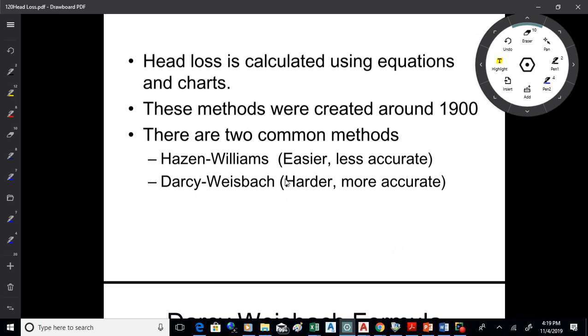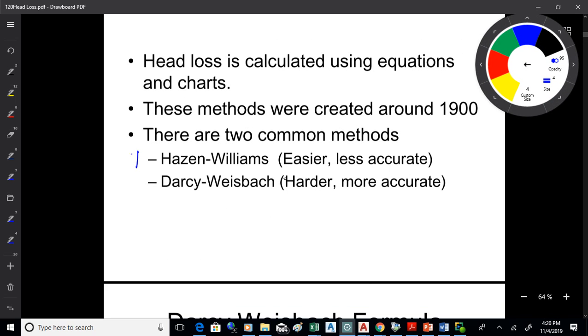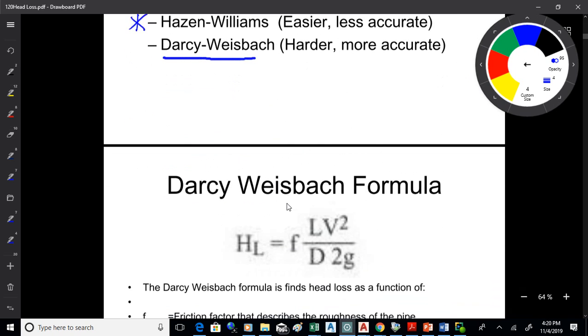These methods were created around 1900, so more than 100 years ago. There's two common methods. The Hazen-Williams is the easier of the methods, but it's the less accurate. We'll primarily focus on that, so that's the one we're primarily going to do. We're also going to look, though, at the more theoretically accurate, but more difficult to calculate Darcy-Weisbach method, too. So we'll spend most of our time on Hazen-Williams. We'll just do a little bit with Darcy-Weisbach.